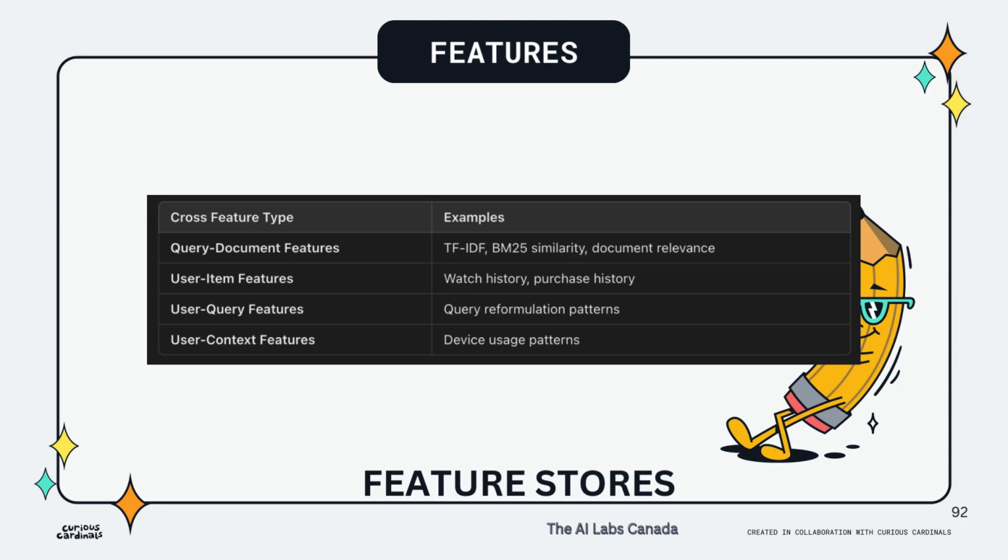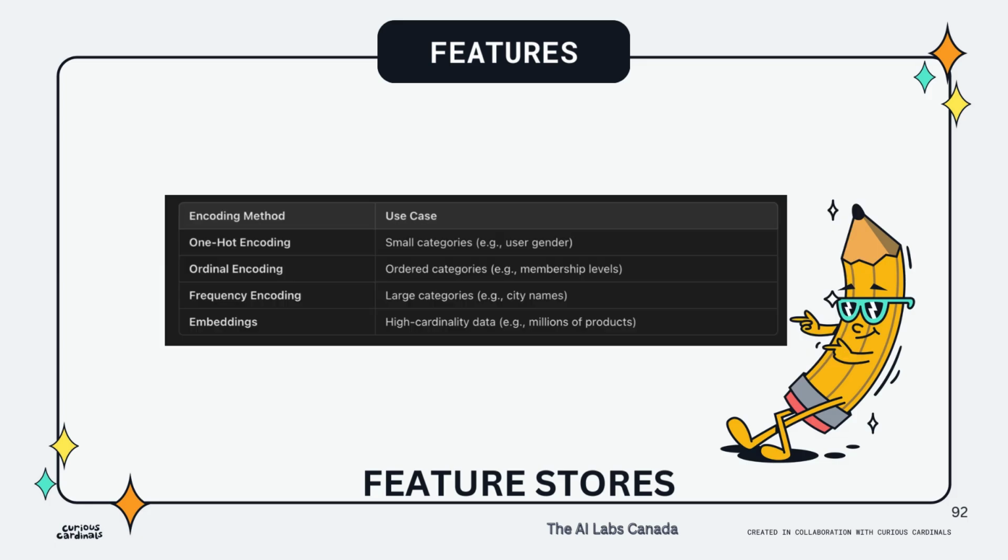Feature representations, so converting all the categoricals to one-hot encoding, ordinal encoding, so ordered categories, where membership level could be an example, frequency encoding for large categories like city names, and embeddings for high cardinality data.